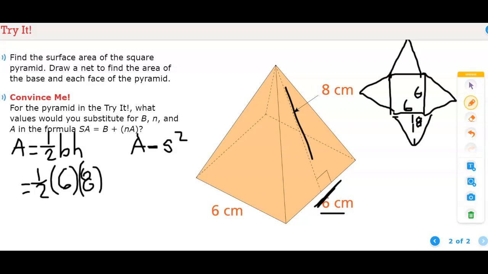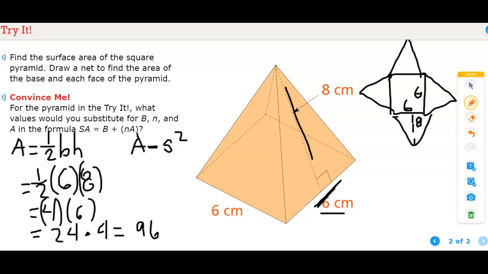And so we now are left with 4 times 6, and 4 times 6 is 24. So the area of one of these triangles is 24. But there are 4 of those triangular faces. 1, 2, 3, 4, right? So we're going to multiply that 24 times 4, the same as adding 24 4 times. So 24 times 4 is equal to 96. So the area of the 4 triangular faces is 96 centimeters squared.